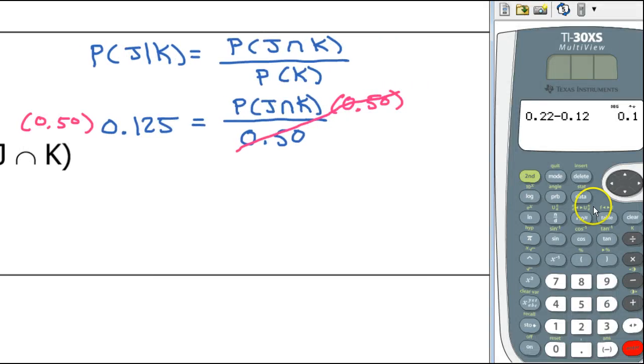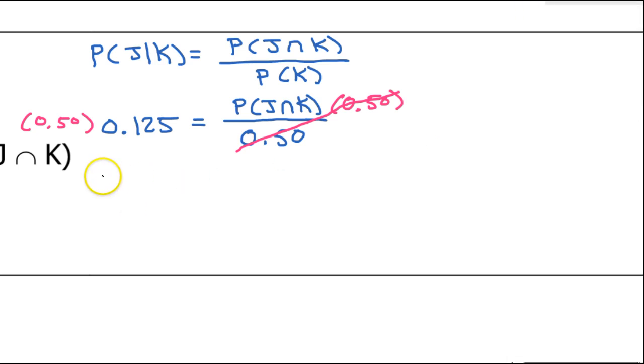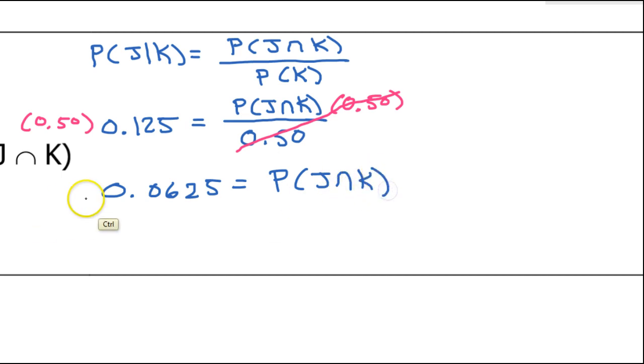Little calculator action. Okay, so 0.50 times 0.125. Okay, 0.0625. Okay, so I've got, well, I meant that to be blue. OCD, don't mind me. 0.0625. Is that what it was? I have no memory. Okay, and that equals the probability of J and K. So this is the final answer. If I move that decimal point twice, I can write it as a percentage. So this would be the same thing as 6.25% is equal to the probability of J and K.